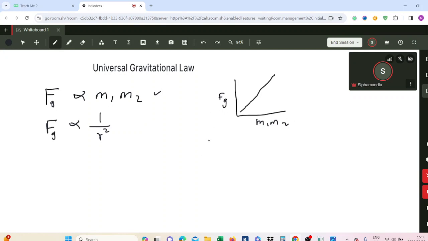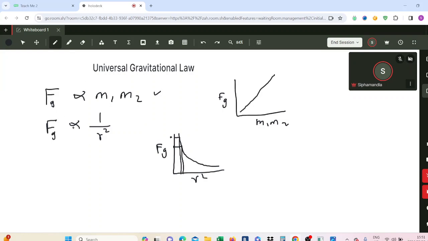But if I plot the graph of the gravitational force versus the distance, I will get a graph like this. I can have Fg here and r squared here. At this point, you can see the gravitational force, and here you can see the distance. If I reduce the force, you can see that the distance also increases. That's very important to note.